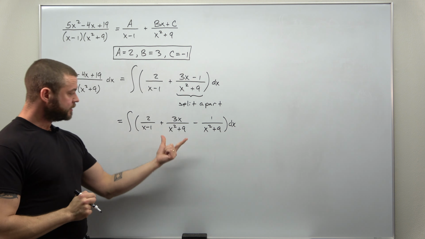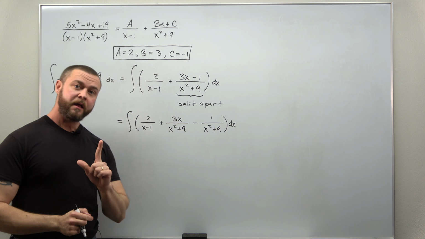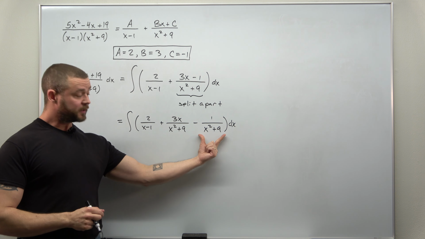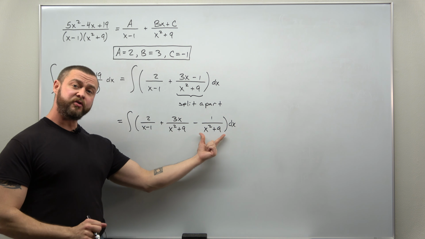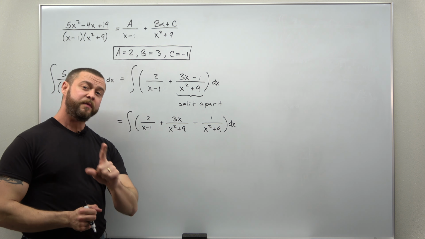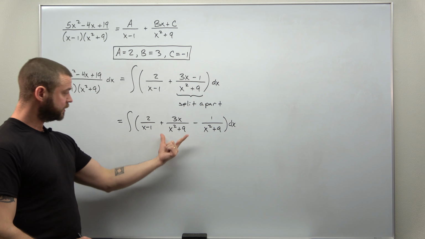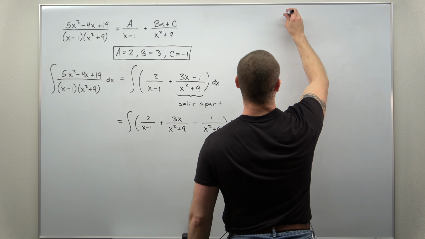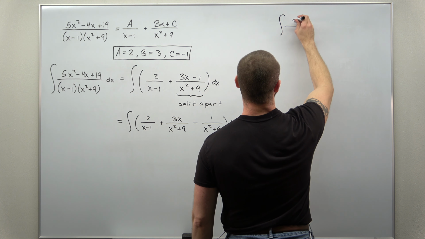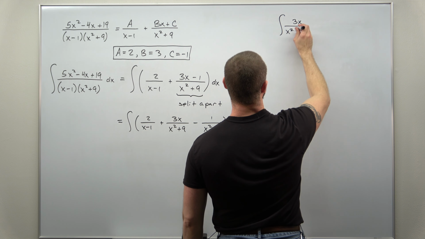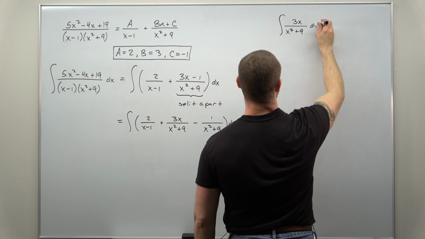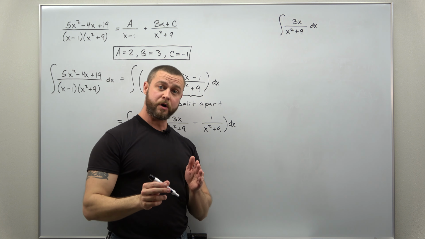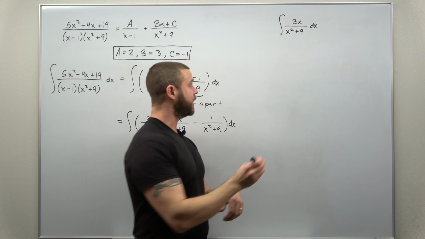All right, now let's go to the second term here. That we can integrate with a straightforward u substitution. The last integral here, that comes down to an integration formula that gives us an inverse tangent. So let's go through the work for the second term. So we'll evaluate the integral of 3x over x squared plus 9. This is a straightforward u substitution. We'll go with u as x squared plus 9.